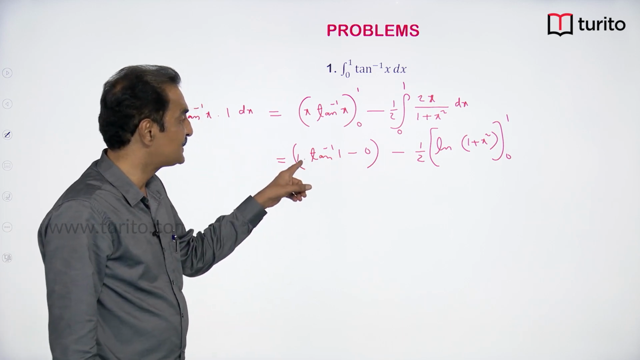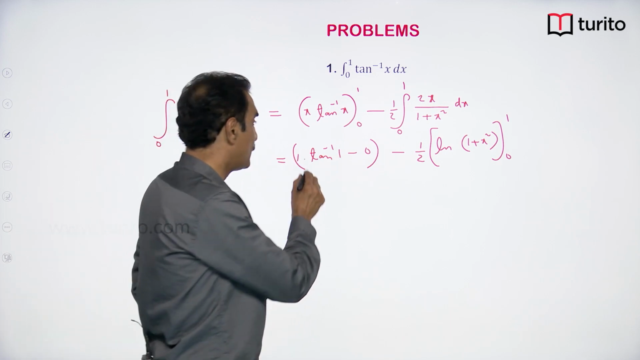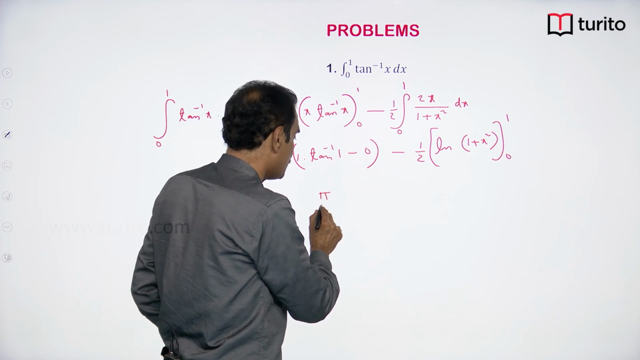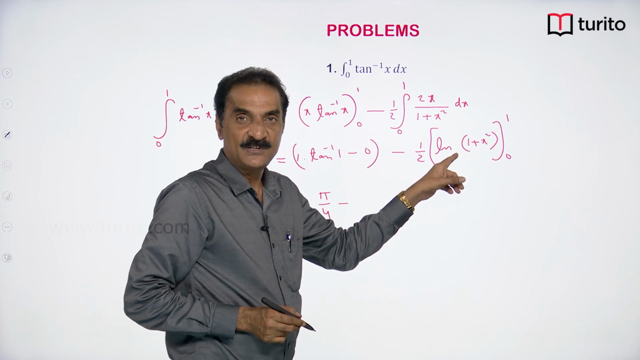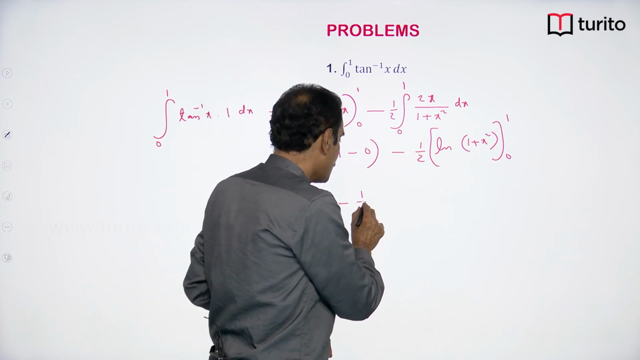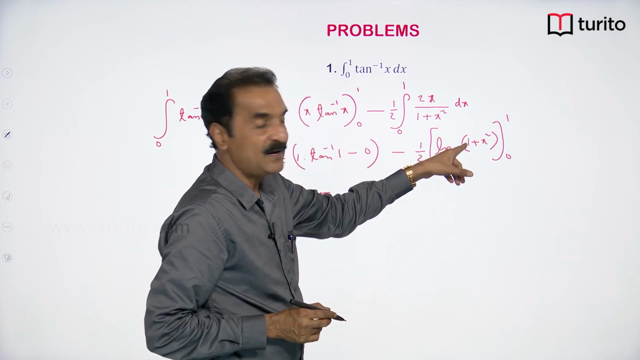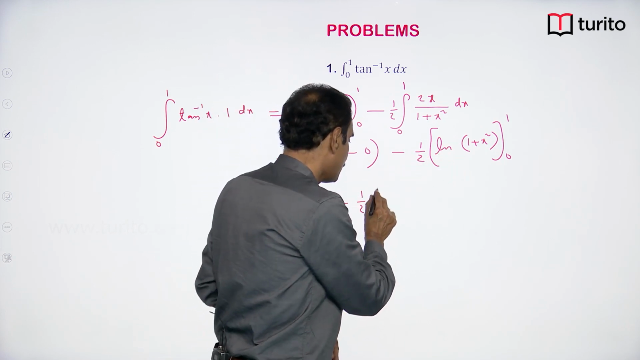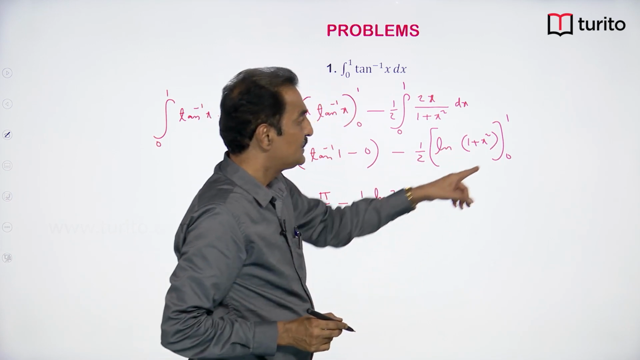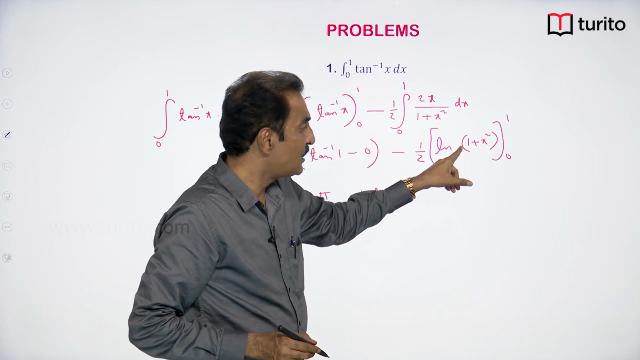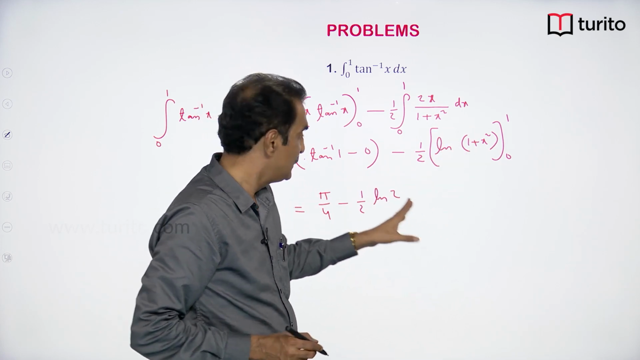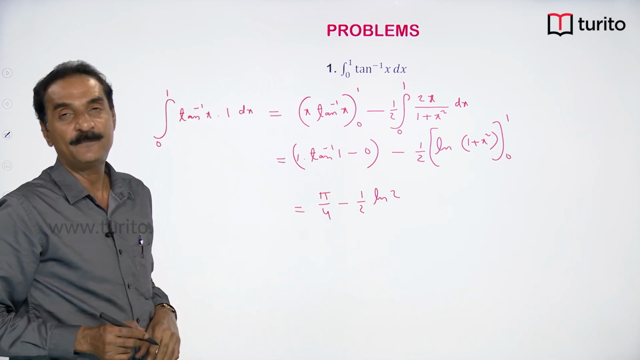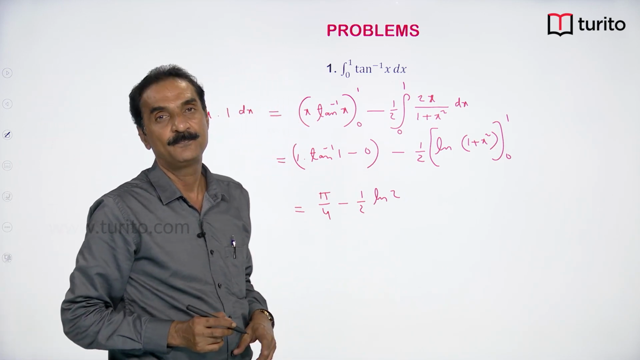And what is the value of this? Tan inverse 1 is pi by 4, pi by 4 minus 0, pi by 4 minus, substitute the limits here, half into. Substituting 1, you will get ln 2. Substituting 0, ln of 1 plus 0 means ln 1 or log 1, which is 0. So, the final answer is pi by 4 minus half ln 2.